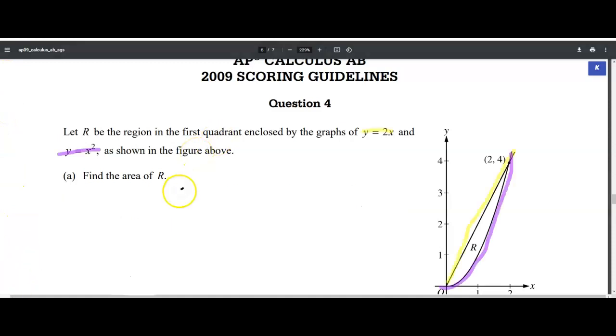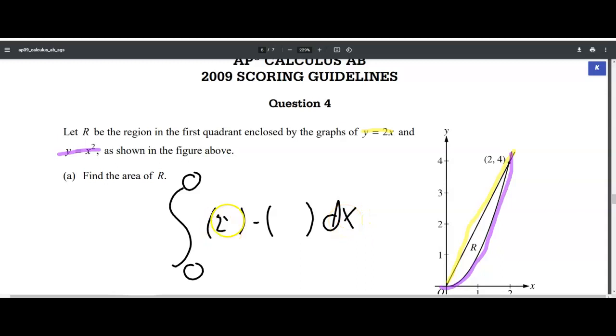So we know the setup's going to look like this. Intersection point 1, intersection point 2. It's going to be the top function minus the bottom function, and then dx. The top function is the yellow one, so that's 2x. The bottom function is the x squared, so we'll put that there. So really all I need to do is just find the limits.